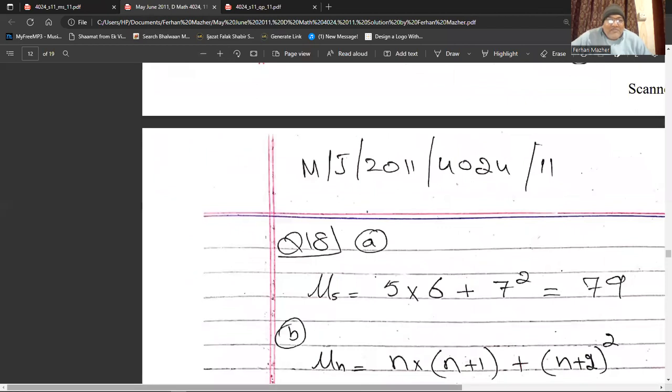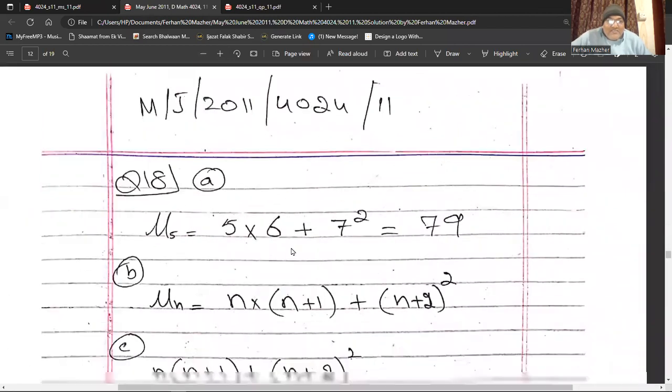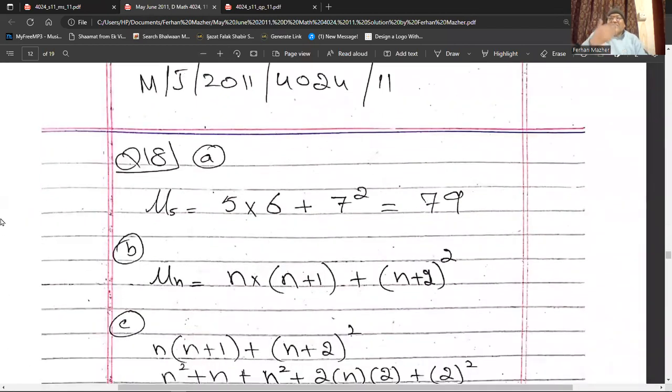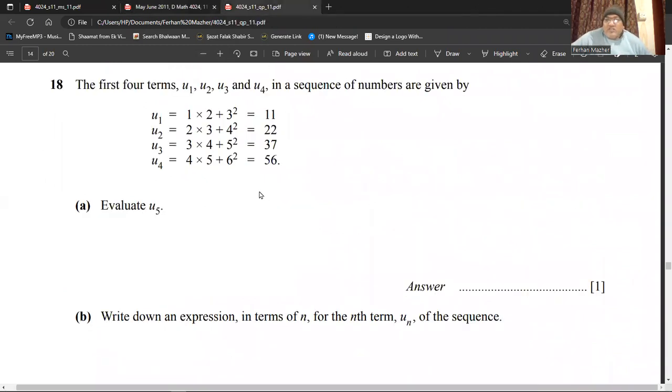The fifth line will be 5 multiplied by 1 more than 5, that will be 6. So 5 multiplied by 6 plus 2 more than 5, that will be 7, its square. So 30 plus 49, that will be 79. So this is how you write the fifth term. There's no formula. Only from the pattern, I'm telling you what the fifth line will be. By looking at this pattern, how this is written, I have written the fifth line.